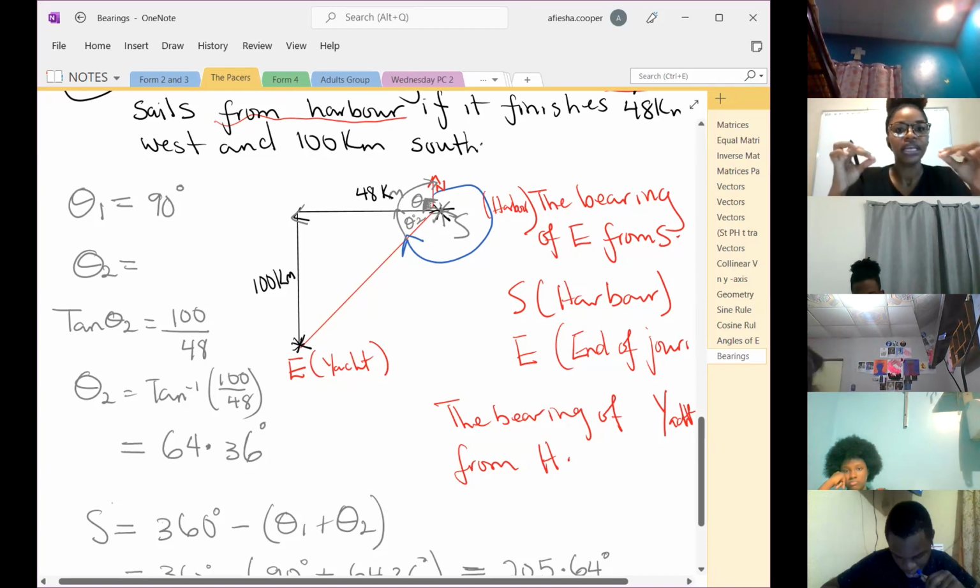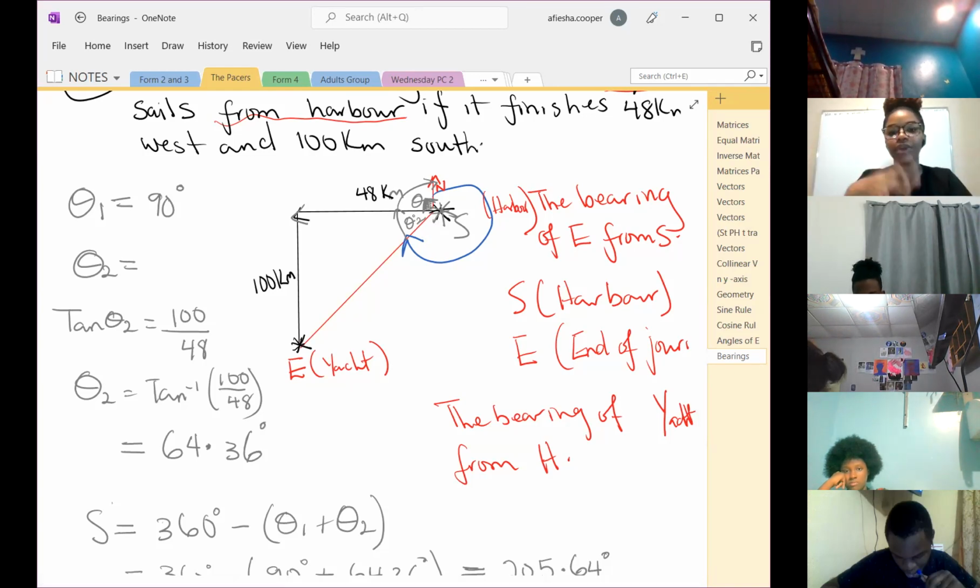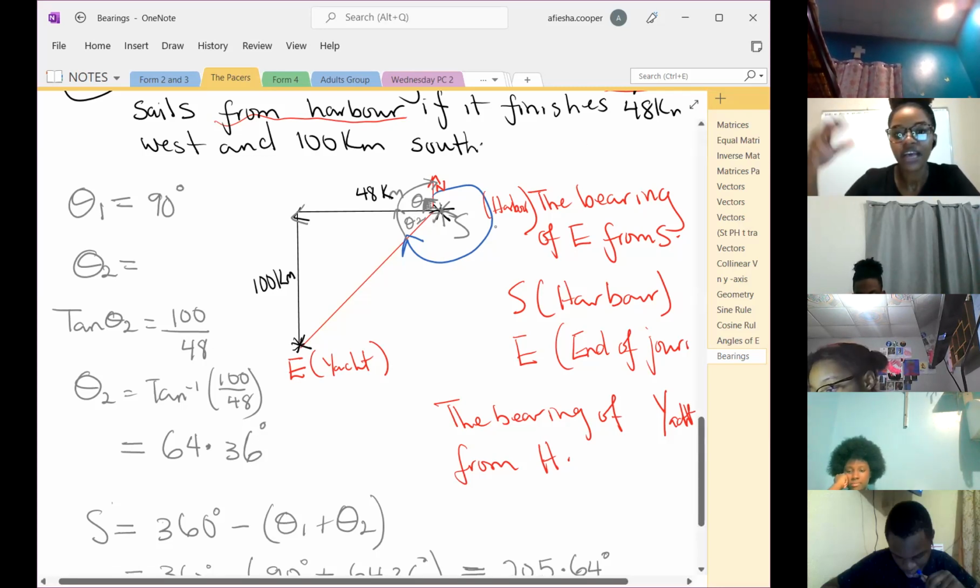The boat is leaving harbor and it's going on its journey. So S is the starting and E is where the yacht ends, right? So they want the bearing of the yacht from the harbor. So that will be the bearing of E from S, right? All of that is what we have to think through in the question.